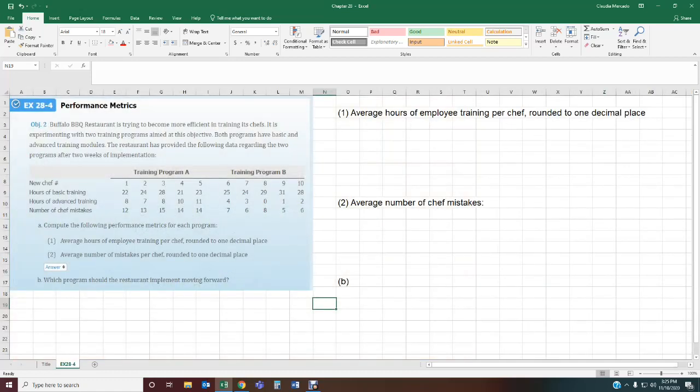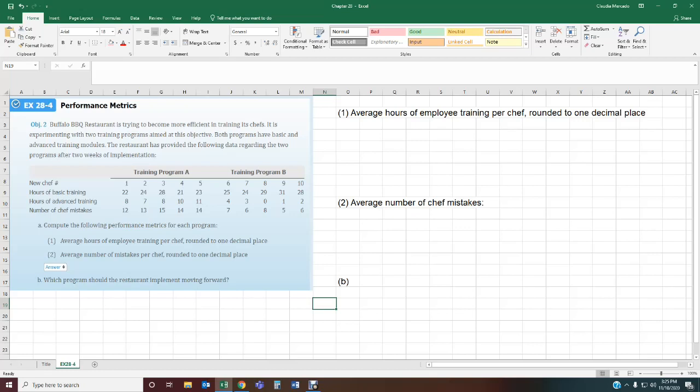The first exercise that I am going to be covering today is exercise 28-4. This problem deals with performance metrics. It reads: Buffalo Barbecue Restaurant is trying to become more efficient in training its chefs. It is experimenting with two different training programs aimed at this objective. Both programs have basic and advanced training modules. The restaurant has provided the following data regarding the two programs after 2 weeks of implementation.